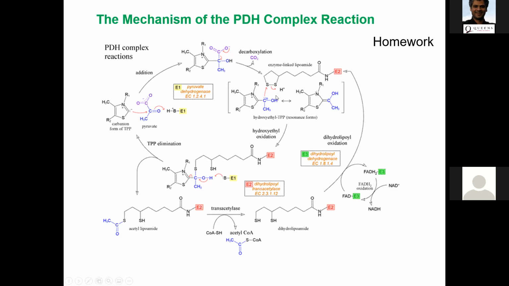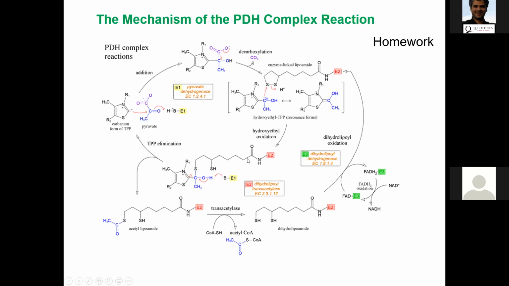And so once the carbanion is stabilized there, that carbanion can attack the oxidized form of lipoic acid, which will be in the second enzyme, E2, of PDH. And you will end up generating an intermediate that looks like this here, right?